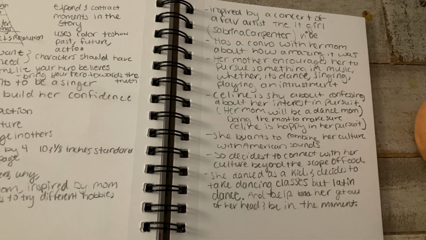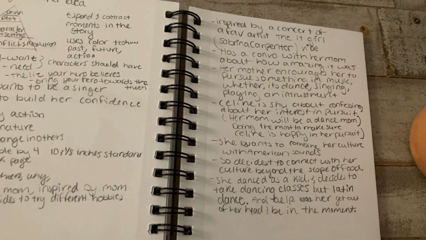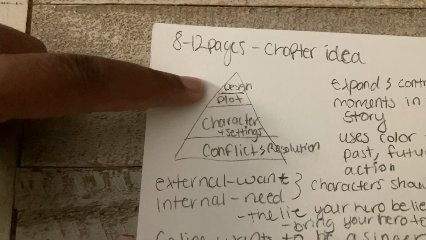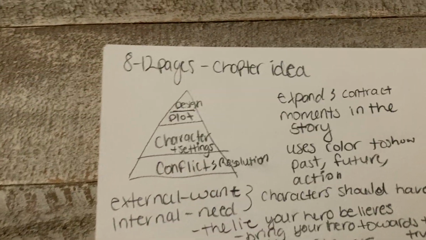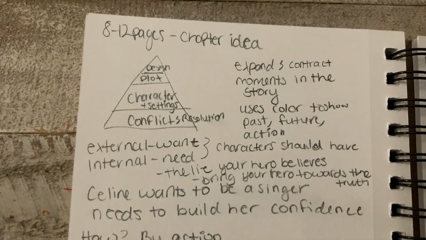If you guys ever want to just pause and read a little bit, I'm still not fully sure of that yet. But the most important thing about her character is internal, external needs. External, she wants to become a singer. Internal is that she needs to build her confidence. So I'm just using that little design pyramid that my teacher recommended. But I don't know what I'm going to do for the next chapter. Yeah, I definitely changed my mind.